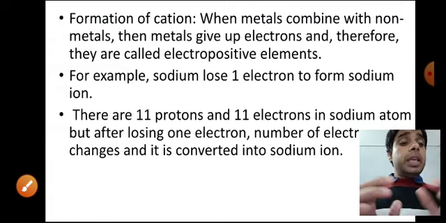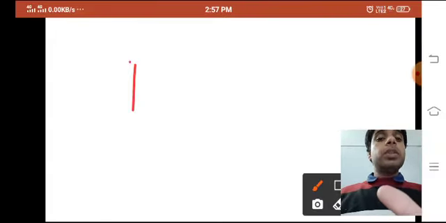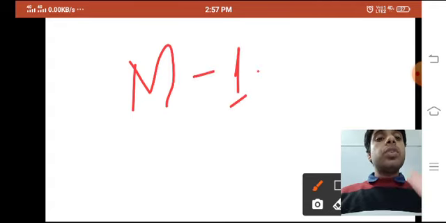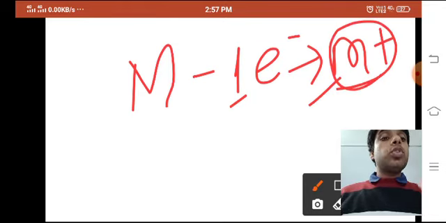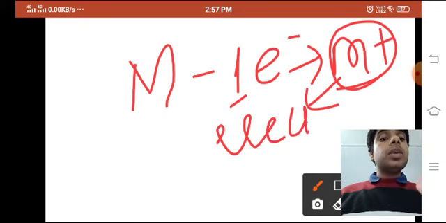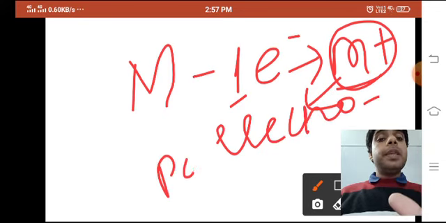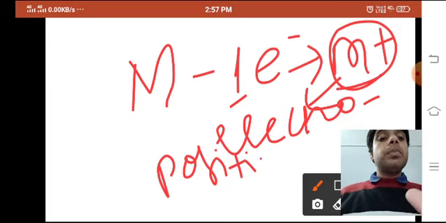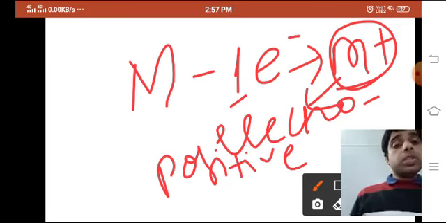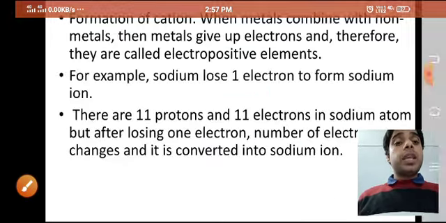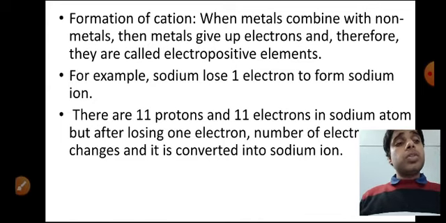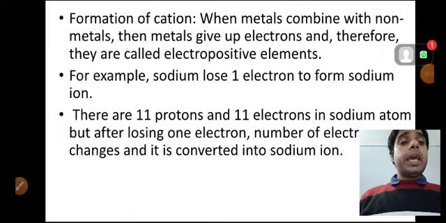Okay now, if any metal, suppose M, has lost one electron, two electrons, or whatever, it has formed a positive charge, and this one is known as an electropositive element. All the metals are electropositive in nature, by losing their respective number of electrons from the valence shell. It depends upon the availability. If one electron is there, then one positive would be there, and if it is losing two electrons, that means two positive would be there.